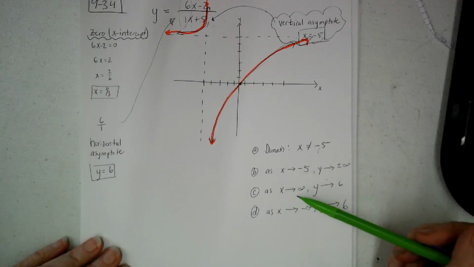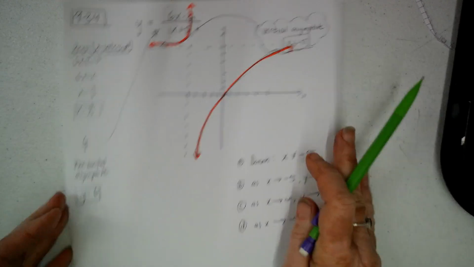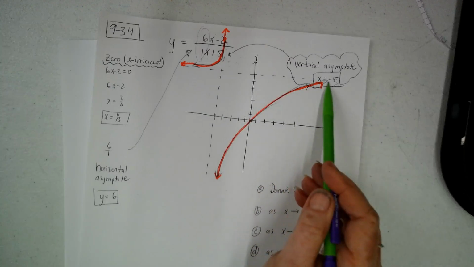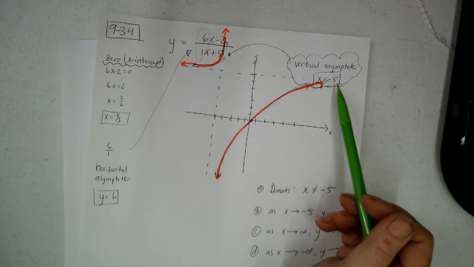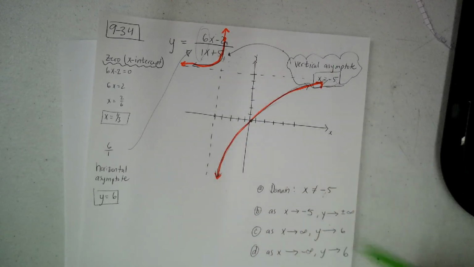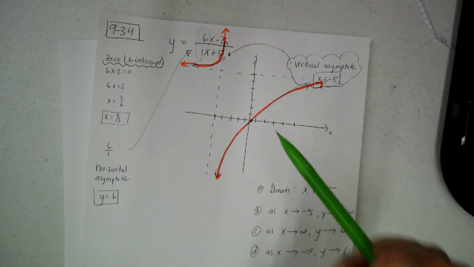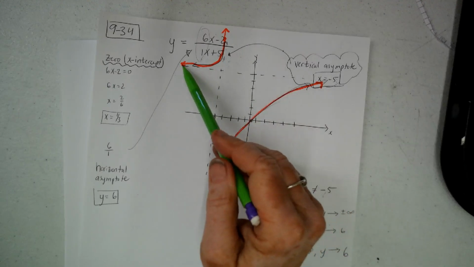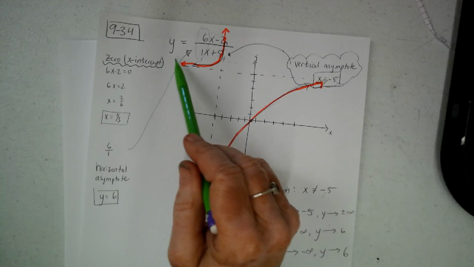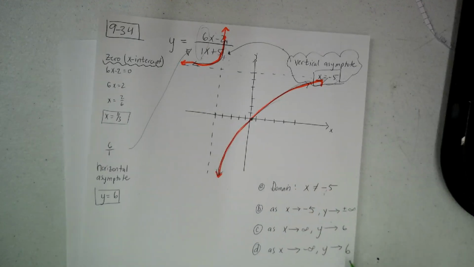What happens as x approaches infinity? As x approaches infinity, y approaches 6, and it's approaching it from below. And then as x approaches negative infinity, y is still getting closer and closer to that horizontal asymptote at 6. So that's all.